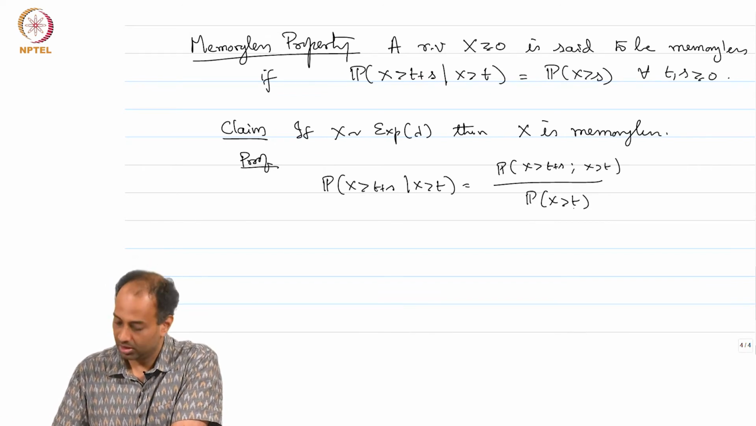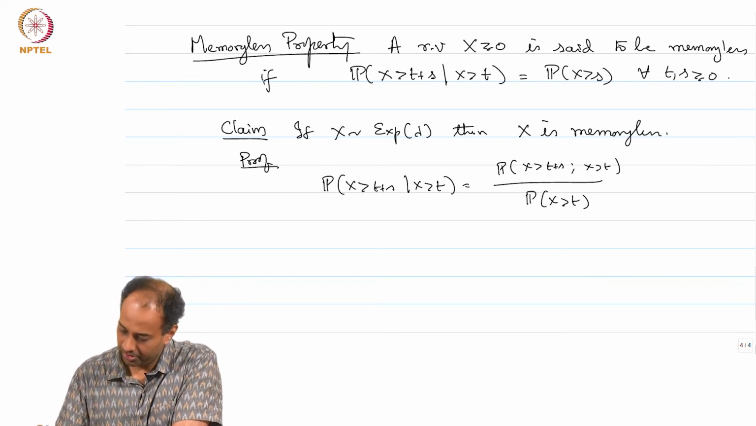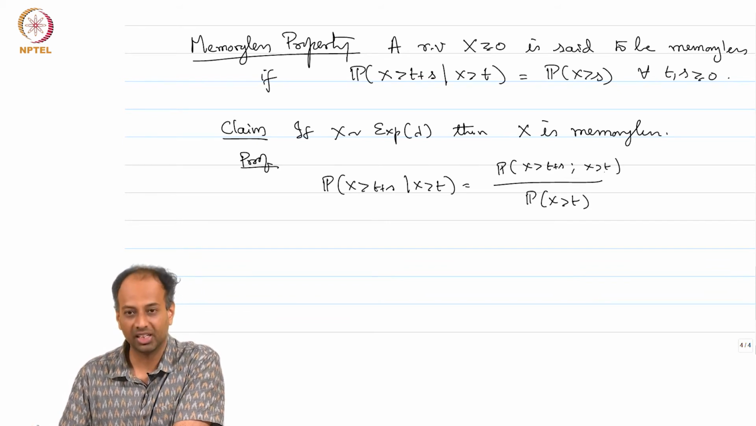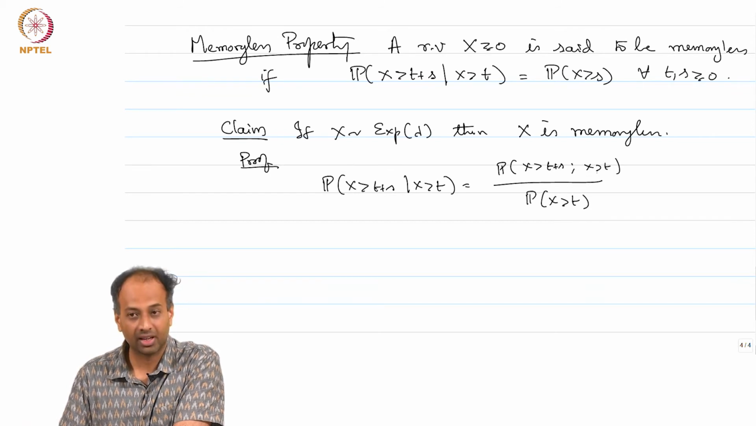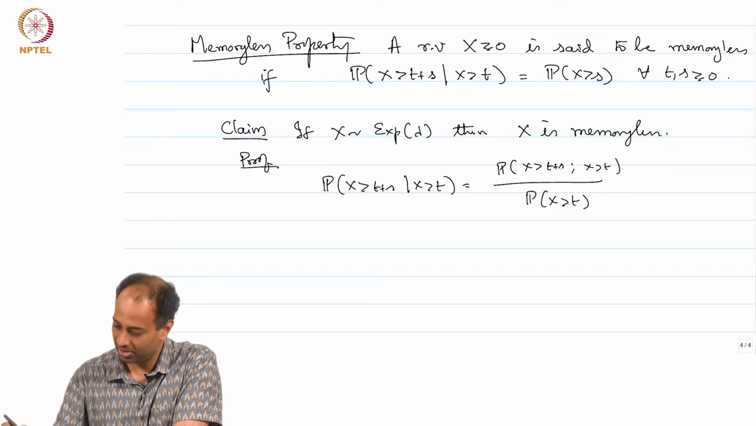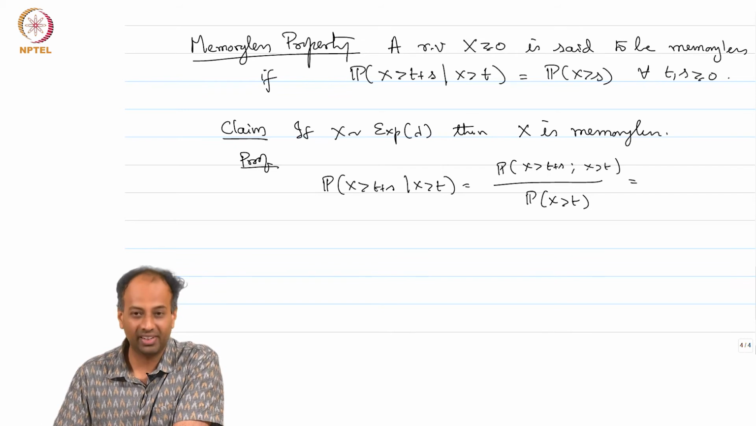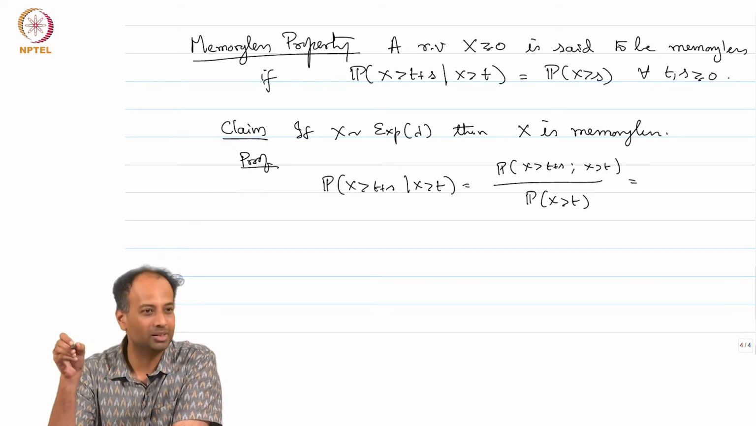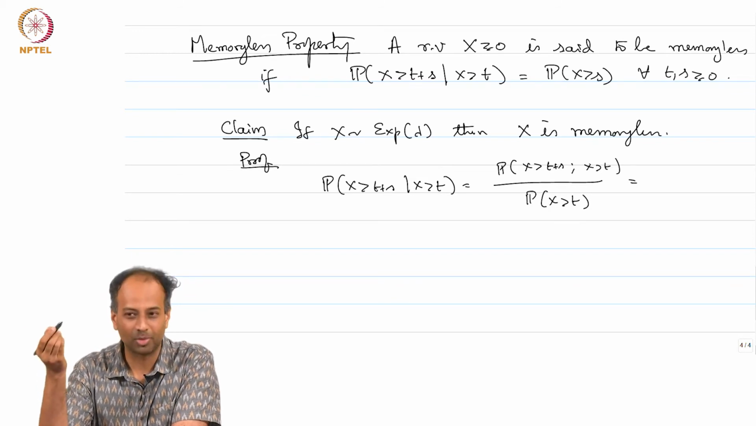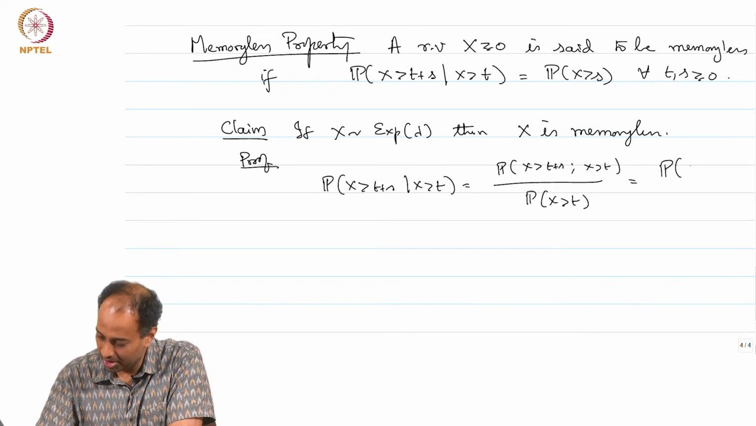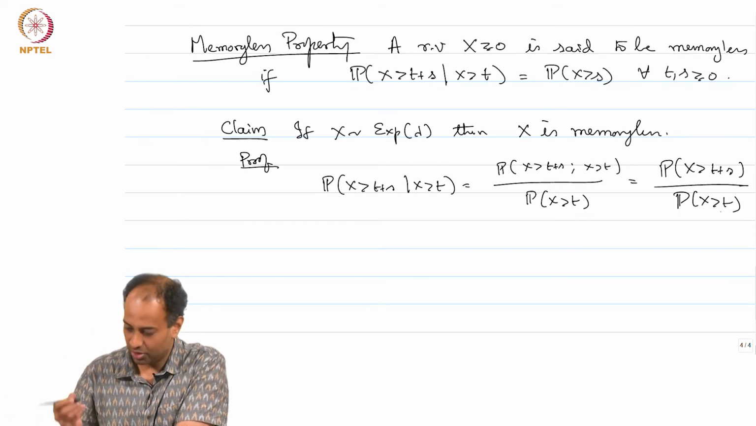Now, this is the probability of x bigger than t plus s and x bigger than t, but the event that x bigger than t plus s is contained in the event x bigger than t, correct, because if x is bigger than t plus s, it is certainly bigger than t. So it is like the probability of a intersection b when a is contained in b. So a intersection b is a, the smaller set. So this should just be the probability x bigger than t plus s over the probability x bigger than t.